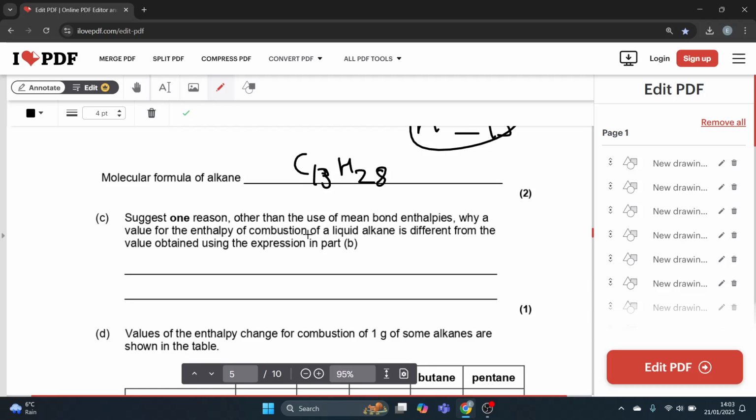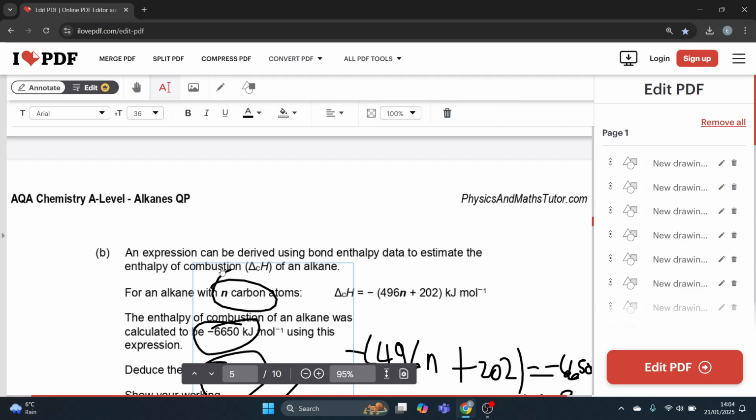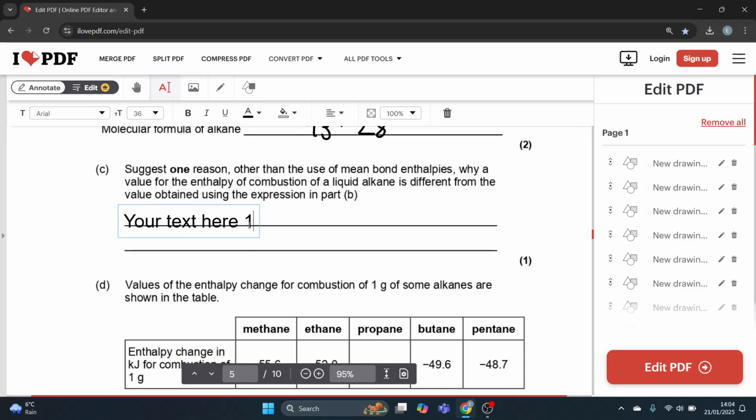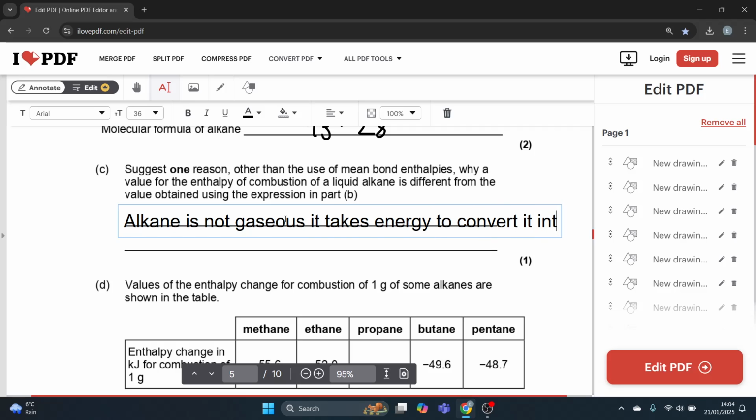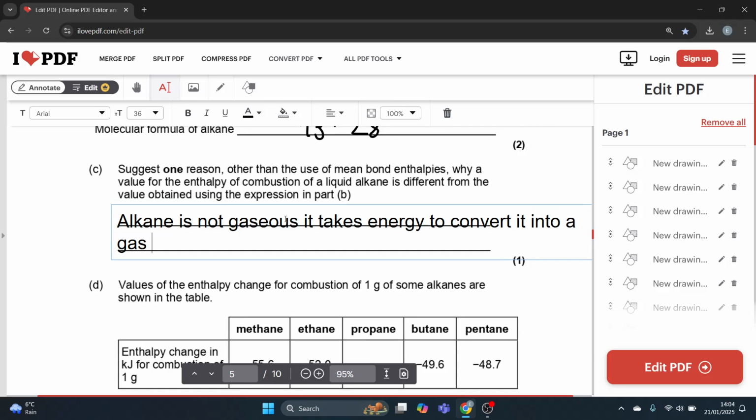And part C says suggest one reason other than the use of mean bond enthalpies why a value for the enthalpy of combustion of a liquid alkane is different from the value obtained using the expression in part B. Well, in part B, the alkane is not gaseous. We can elaborate that it takes energy to convert it into a gas.